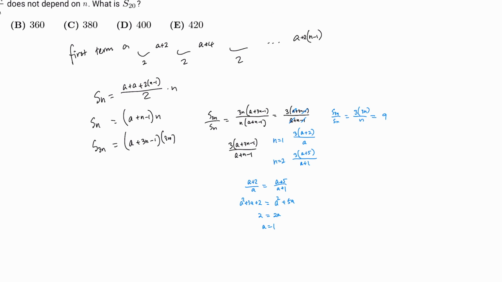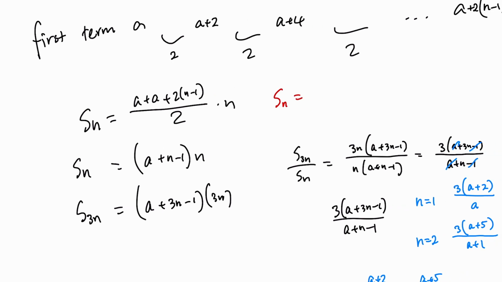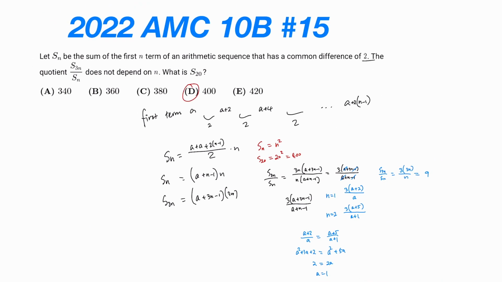All right, now let's just take a look at Sn. Sn here is equal to n squared, right? It is the sum of odd numbers, basically. And S20 is going to be 20 squared, which gives us 400. And that is going to be answer choice D.